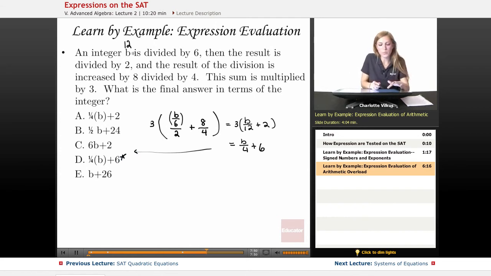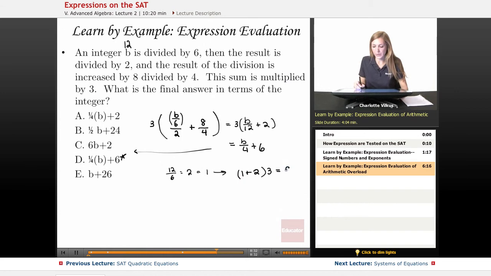If I do it with plugging in a number for b, I should get the exact same thing. So here I have b, and I'm just going to set it equal to 12 arbitrarily so that when I divide it by 6, I get 2. And then when I divide that by 2, I'm just going to get 1. So equal to 1. And then I'm going to take the result of the division and increase it by 8 divided by 4, which we already did. So that was 3 plus 2, essentially. Or from here, we're taking this over. So 1 times 2. And we're multiplying that sum by 3. This is going to give us 3 times 3, or 9.